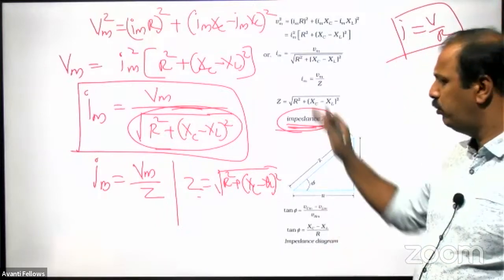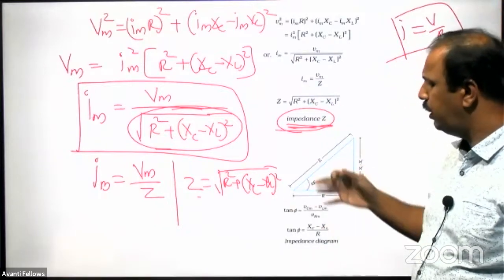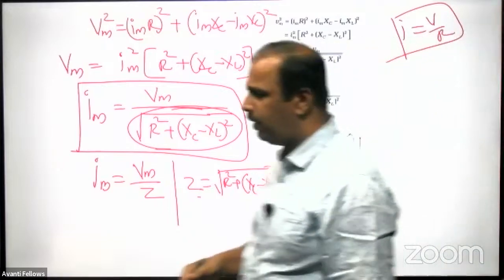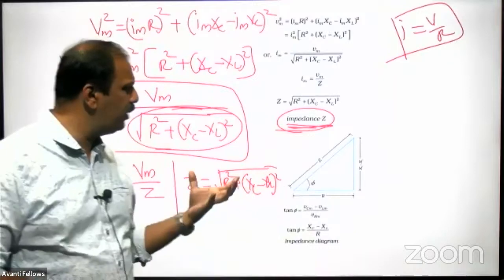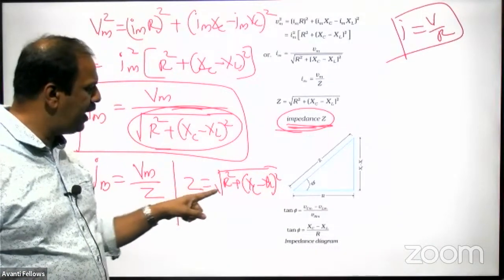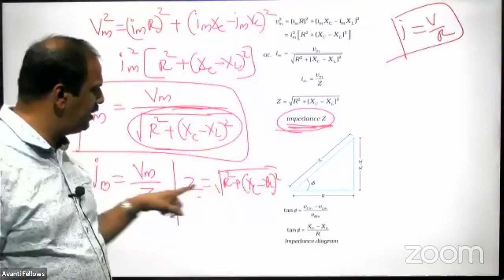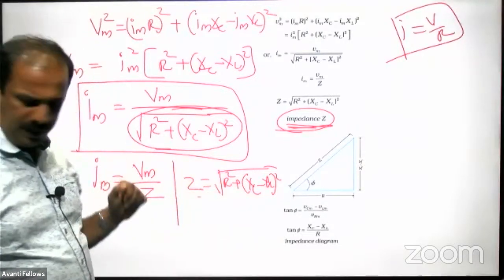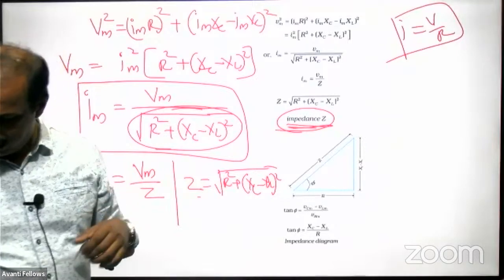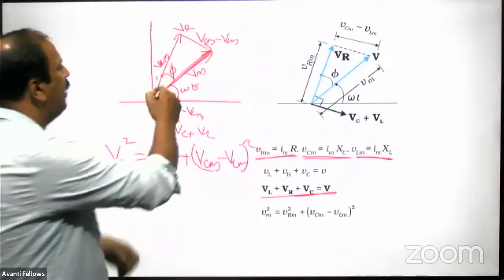I think we are going a little bit fast, but because you already studied this and we are doing a revision, that's why we are moving a little bit fast. So we have Z is equal to square root of R square plus (XC minus XL) square, like this. This is called impedance. That's what we did.